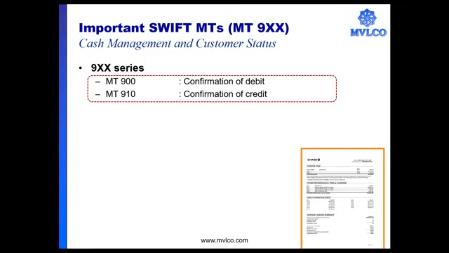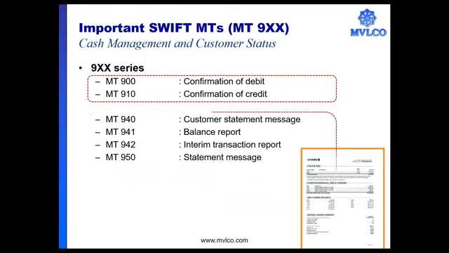So let's look at the MT900 and the 910 first before we move further. So we got two classes, 900 and 910 on one side, and then I would have the other types, 940, 941, 942 and 950 on the other side. Let's understand the classification which I have created only for our discussion today.